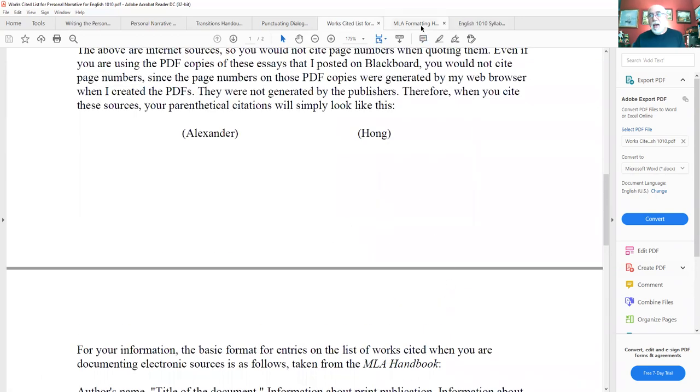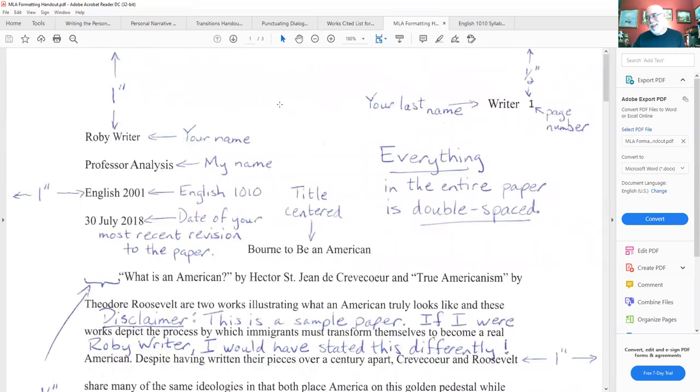Okay, then I have here's Roby Ryder. I've got about five more minutes here. Here's Roby Ryder.